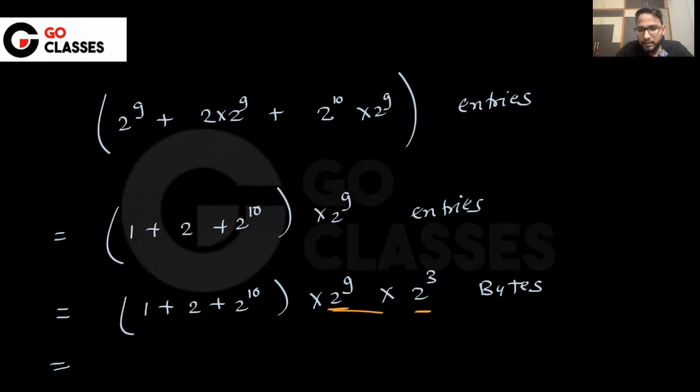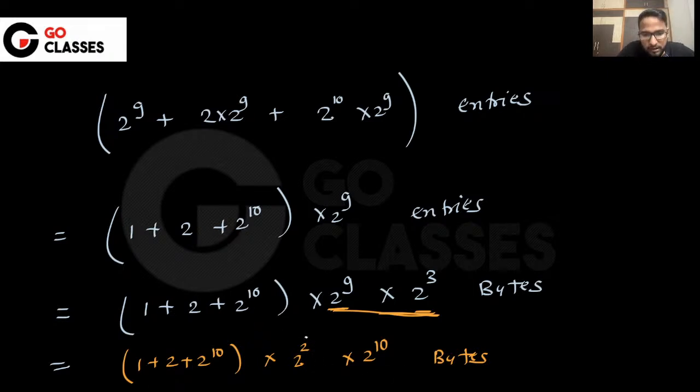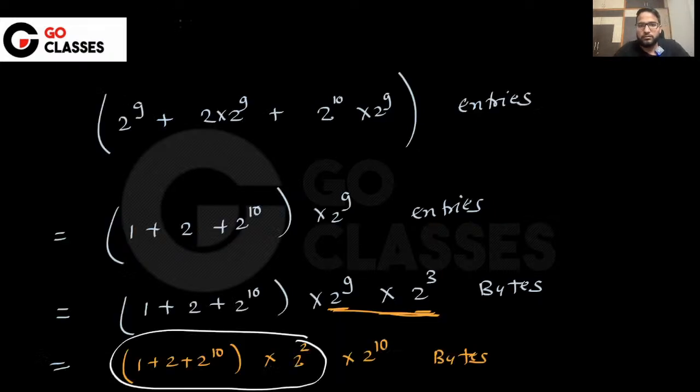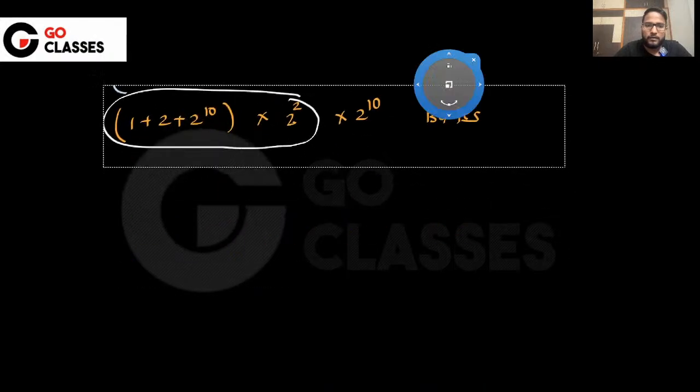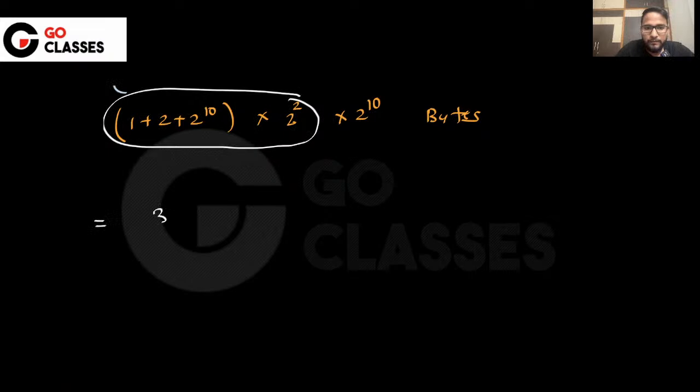So this is just 4 KB. I will be writing 1 plus 2 power 10 into 4. Let me write it this way, into 2 power 2 into 2 power 10 bytes. I'm just taking 2 power 10 and 2 power 2 separately. Now this is what they're asking, right? This will be in KB. So 2 power 10 is 1024 plus 3, into 4. This number is equal to 3 plus 1024 into 4, which is coming out to be 1027 into 4.